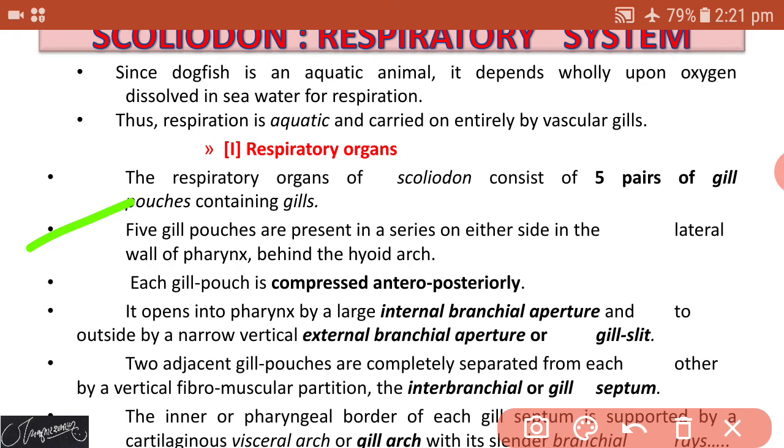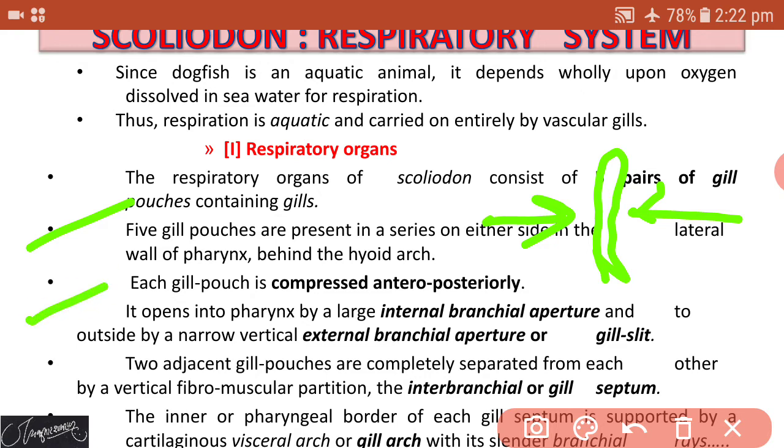Each gill pouch is compressed anteroposteriorly. Suppose this is a gill pouch. This gill pouch is compressed from both sides, from the anterior side and the posterior side. These gill pouches are compressed. It opens into the pharynx.